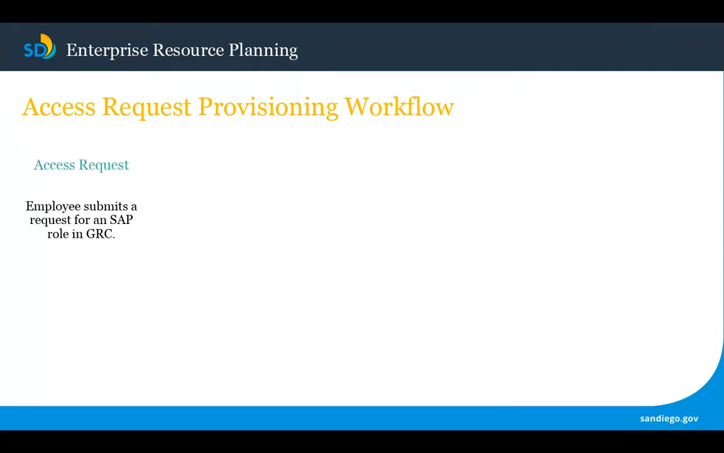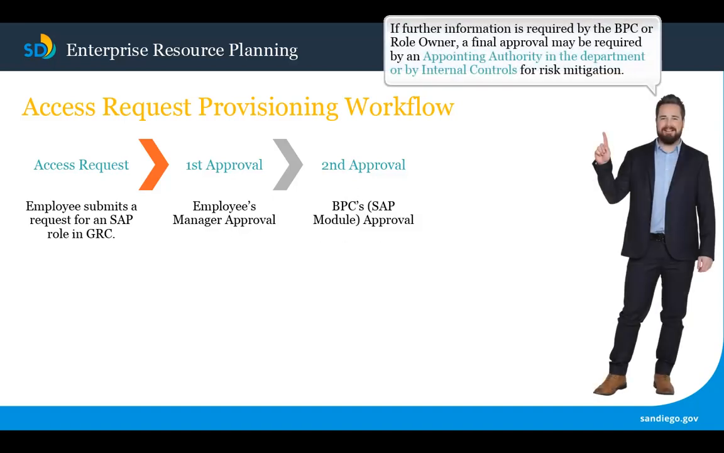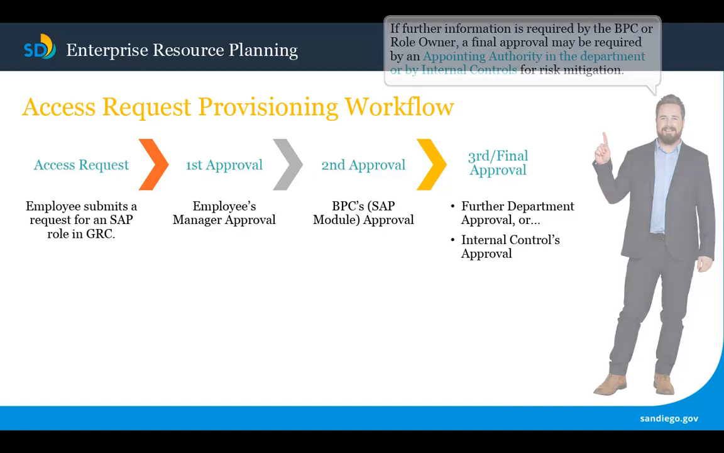All access requests go through an approval provisioning workflow. The first approval is performed by the employee's manager. The next approval is done by the business process coordinator or role owner for the requested SAP roles module. If further information is required by the BPC or role owner, a final approval may be required by an appointing authority in the department, or by internal controls for risk mitigation.